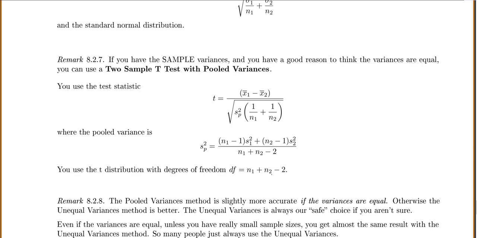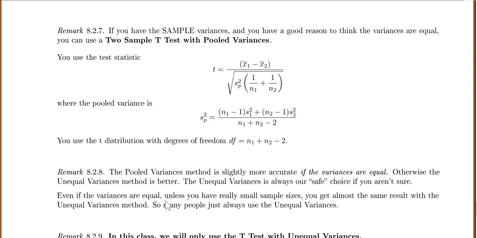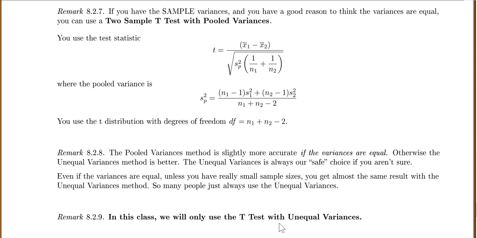Okay, the pooled variances method, if the variances are equal, is slightly more accurate. Otherwise, the unequal variances method is much better. So if you're not sure if the variances are equal, we would still use unequal variances because it's our safe choice. But even if the variances are equal, unless you have really small sample sizes, you get almost the exact same result with the unequal variances. So many people just always use the unequal variances, and because of that, in this class, we're only going to use the t-test with unequal variance.